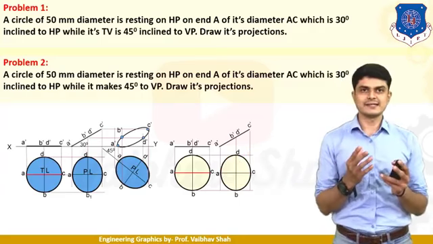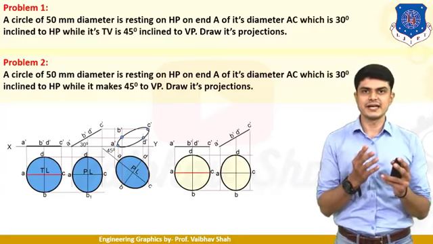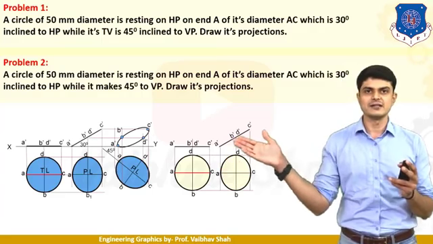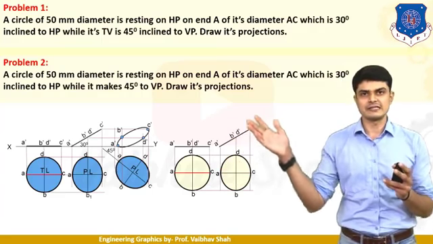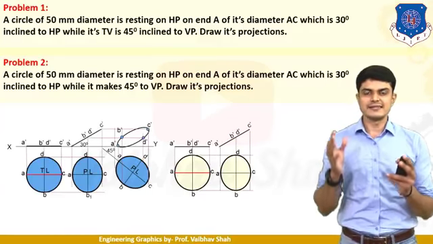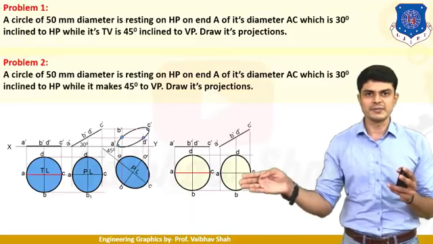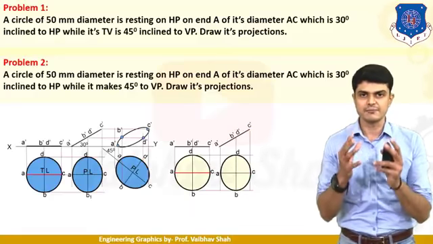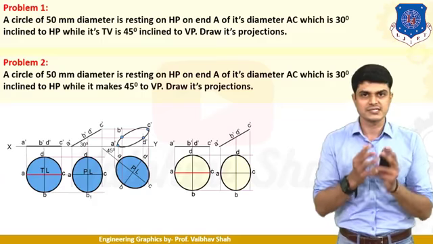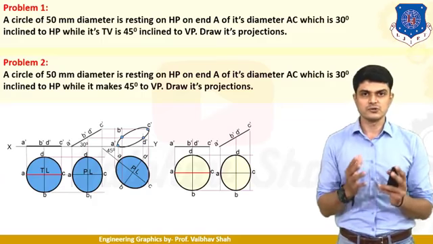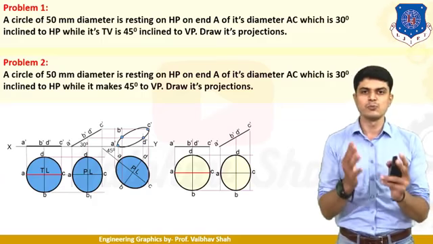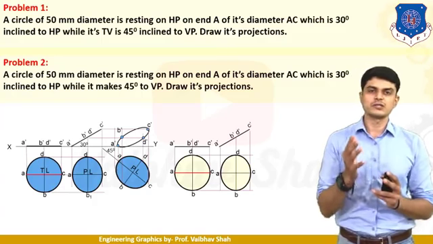Then it is said that the diameter AC is at 30 degree inclined to HP. So we have made this diagonal inclined at 30 degree to HP like in the previous case. And then we need to draw the vertical line from each and every point and horizontal line from each and every point like we have done in our previous case. So that is the case. So the first two stages are almost similar. Now let us come to the third stage.